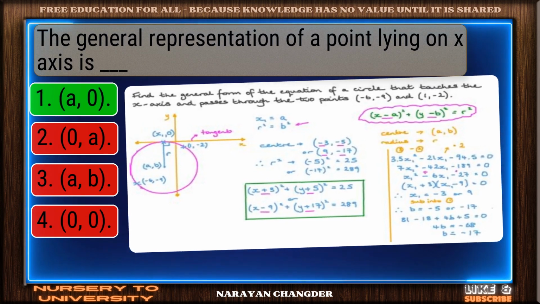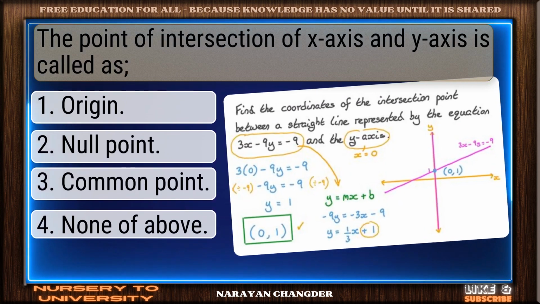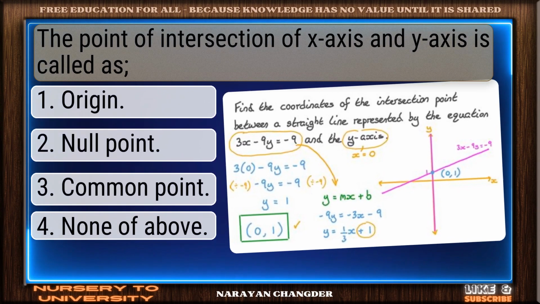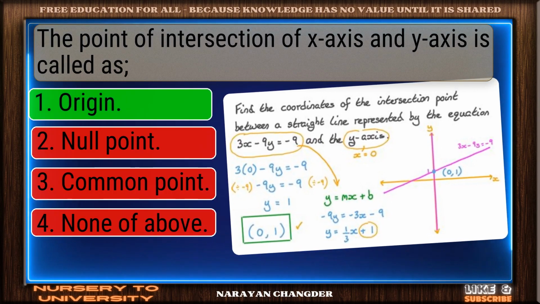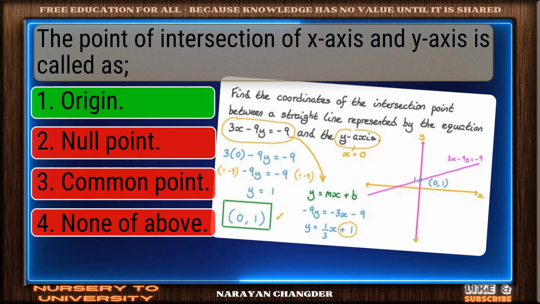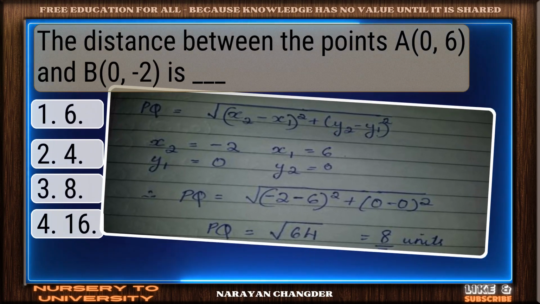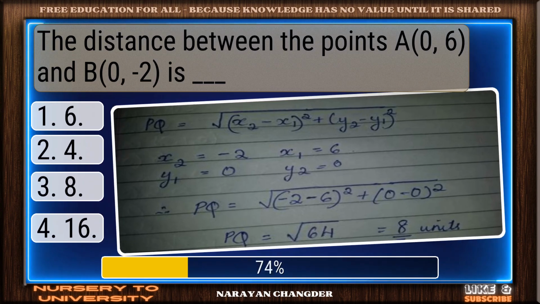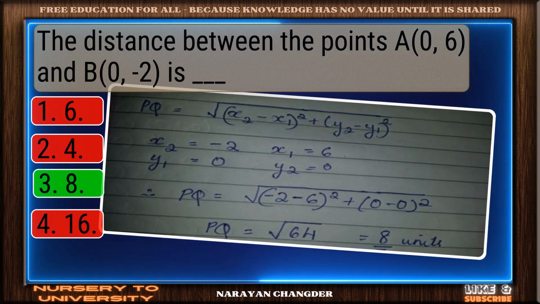Exactly. Makes sense, and it is the right choice. Question number 103. The point of intersection of x-axis and y-axis is called as. Nicely done. Origin is a solid answer. Question number 104. The distance between the points A and B is dash. On track. 8 is the correct answer.